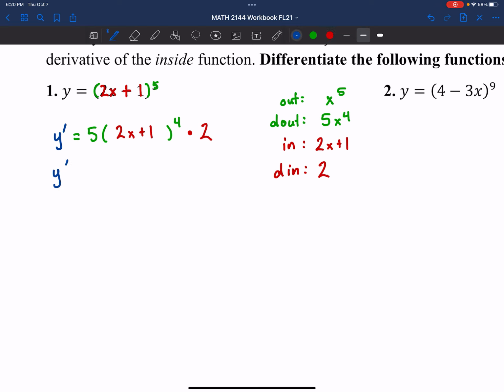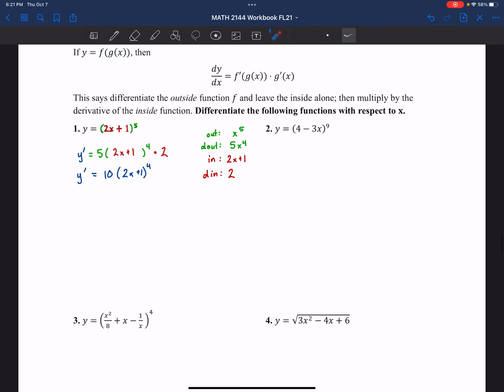So y prime here is just going to be 10, 2 times 5, times 2x plus 1 to the 4th. Remember, do not distribute this because the 4 is locking the parentheses right here. Granted, we technically didn't need this rule. We could have FOILed this out 5 times and ended up with the same thing after some factoring, but you can see that it really is beneficial to just work with the chain rule. All right, let's try number 2.